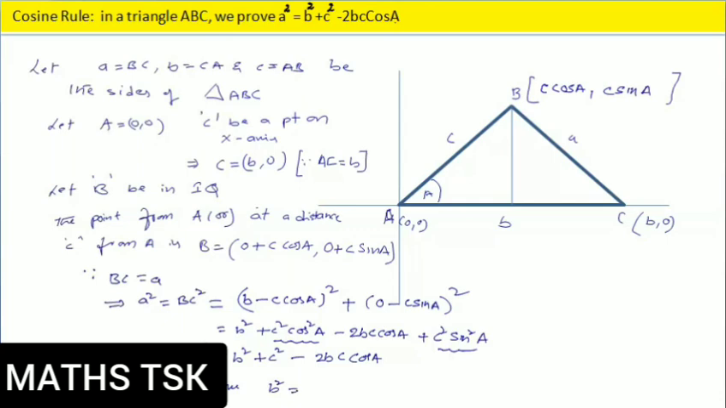Similarly, we can prove b square is equal to a square plus c square minus 2ac cos B, and c square is equal to a square plus b square minus 2ab cos C. This is the cosine rule, right? Next we go for the tangent rule.